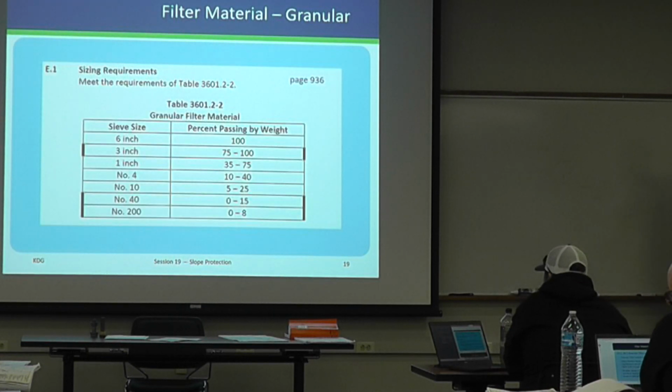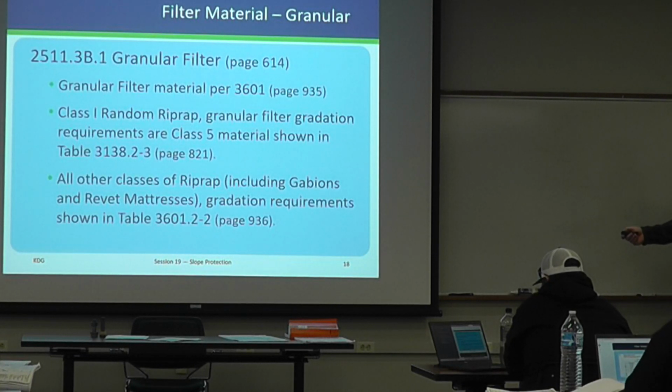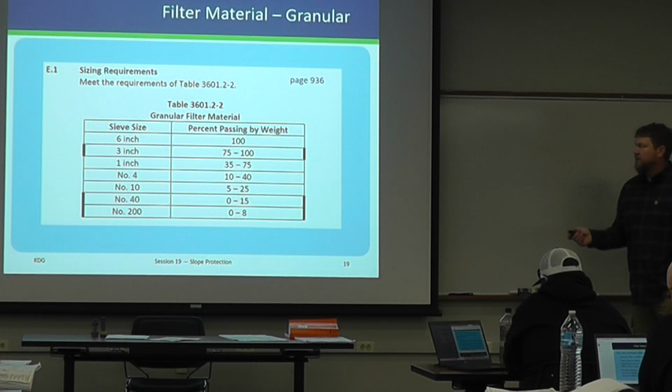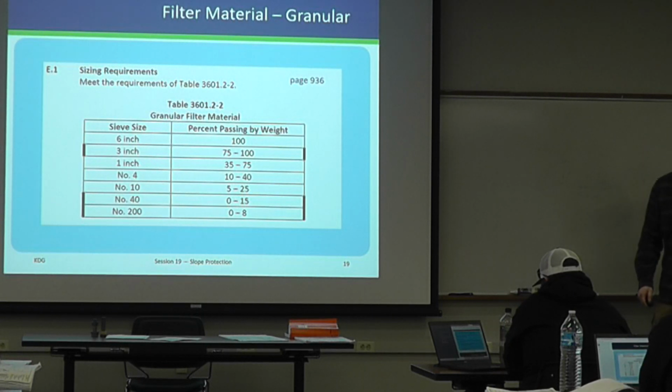Not going to expect you to remember this, but here's this. This would be table 360122 for class 2 and larger. You can see you've got material that's passing the 3, everything passes the 6, but it kind of gives you an idea what that material is going to look like.